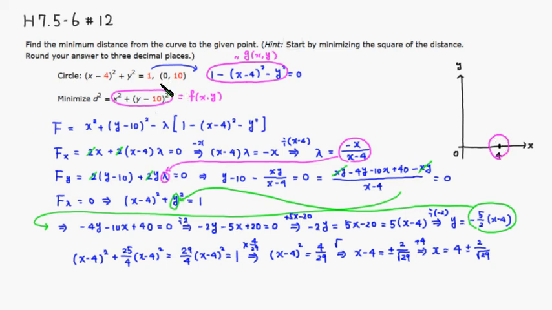Alright, then the point we're looking at is (0, 10), so it's somewhere up here, right? We're looking for the shortest distance, and it looks like it's going to be the point here. The x value should be less than 4 at least. If you have 4 plus 2 over square root of 29, that's bigger than 4, so we have to pick the one with the negative sign. So this is going to be the correct x value, right?